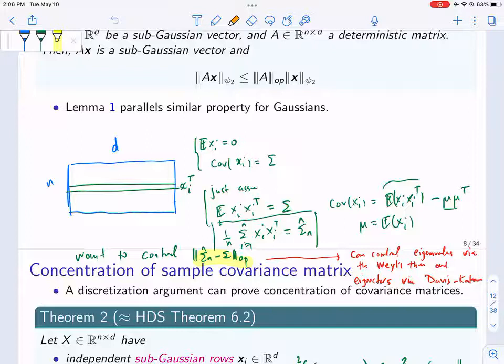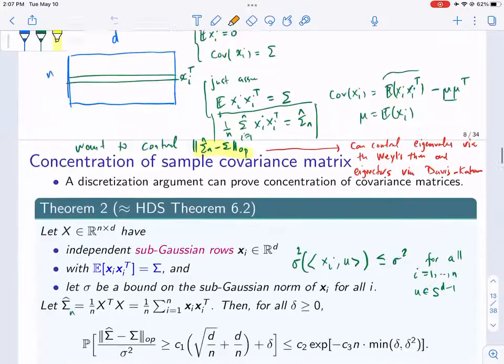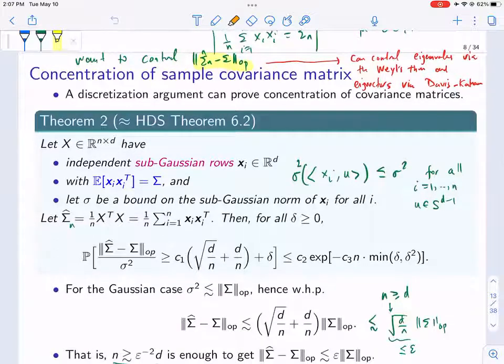And so we wanted to prove a concentration inequality for this, which gives you a quantitative bound on the performance. So this was the result. The assumption is that the rows here are Subgaussian vectors.